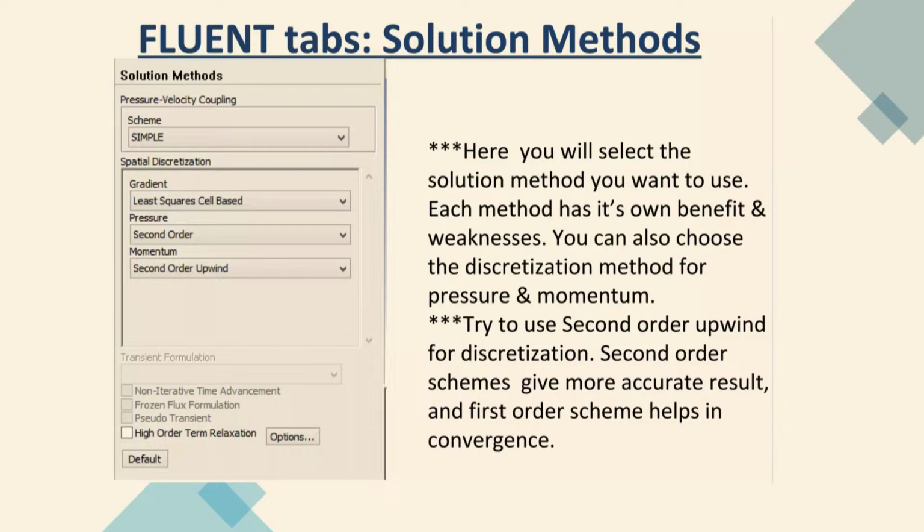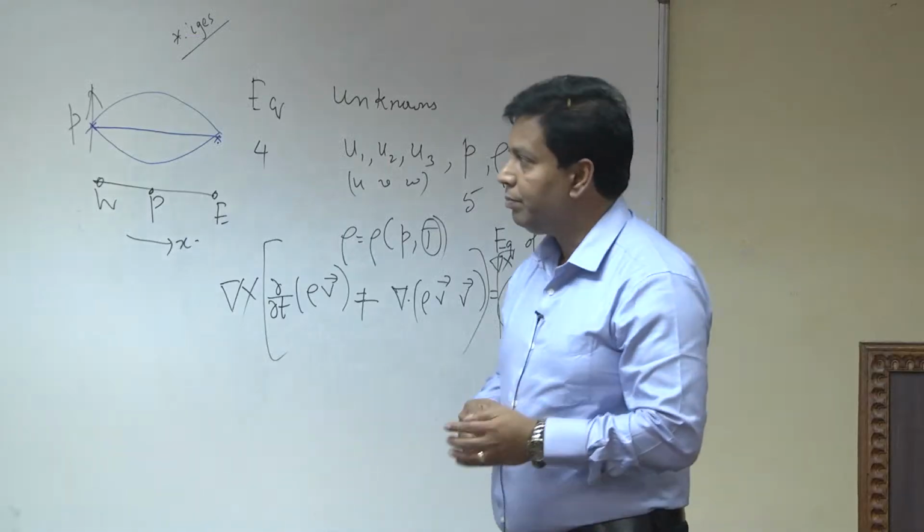So, you have to select which one you want, and then for the spatial discretization we have least squares cell based, or you can use the QUICK scheme, or second order upwind or first order. First order is very simple. For the pressure discretization and momentum discretization, the default is second order upwind, but you can use the QUICK scheme as well.